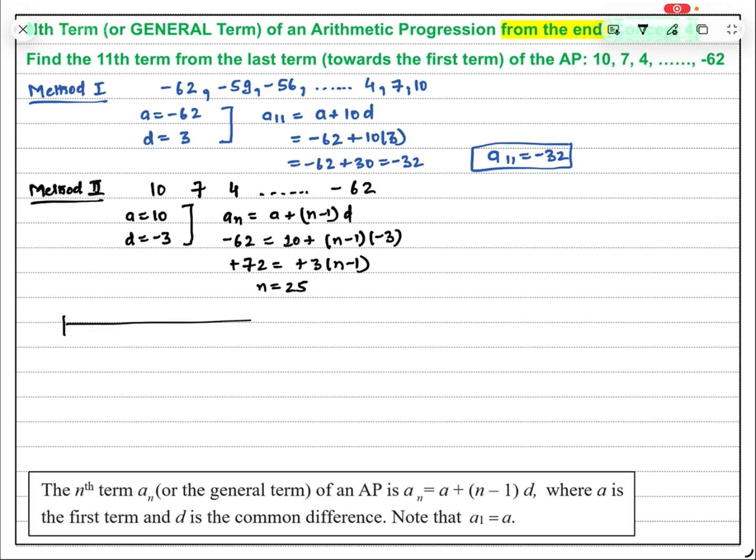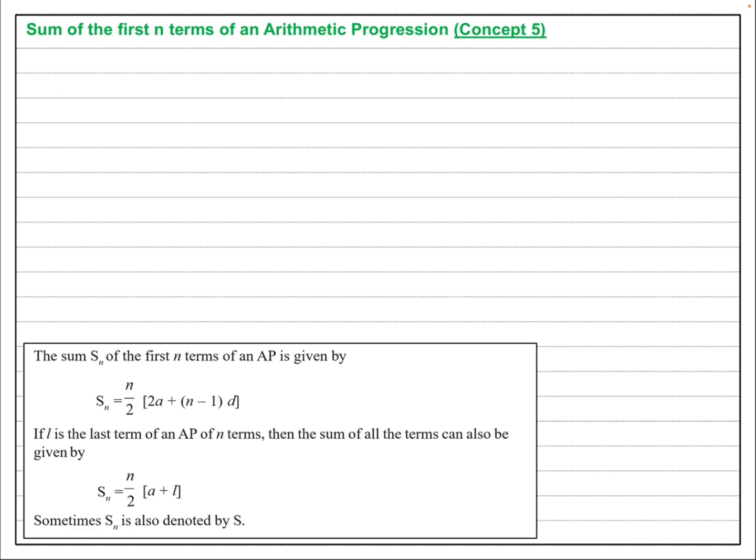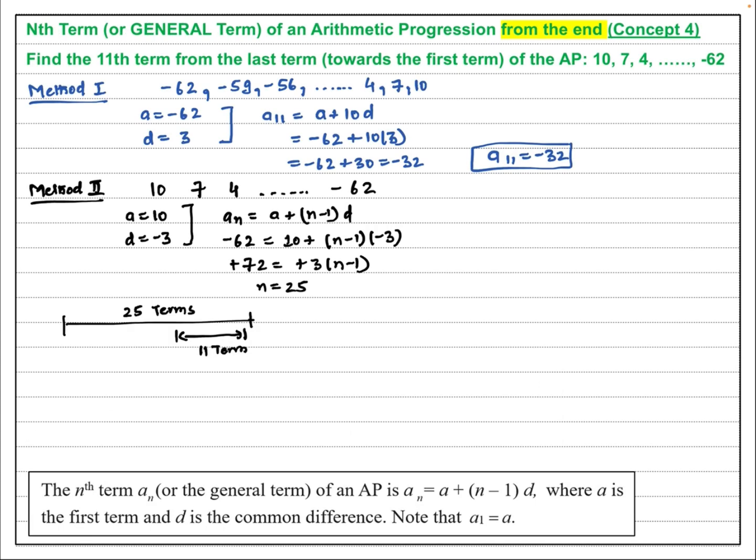So let's put it in a small, simple form. What we are saying is that this whole series has 25 terms, and what you are interested in finding is the 11th term from the ending. Now the 11th term from the ending would be what number of term from the starting? So let's take a very small, simple example here, and with that example, I will show you.